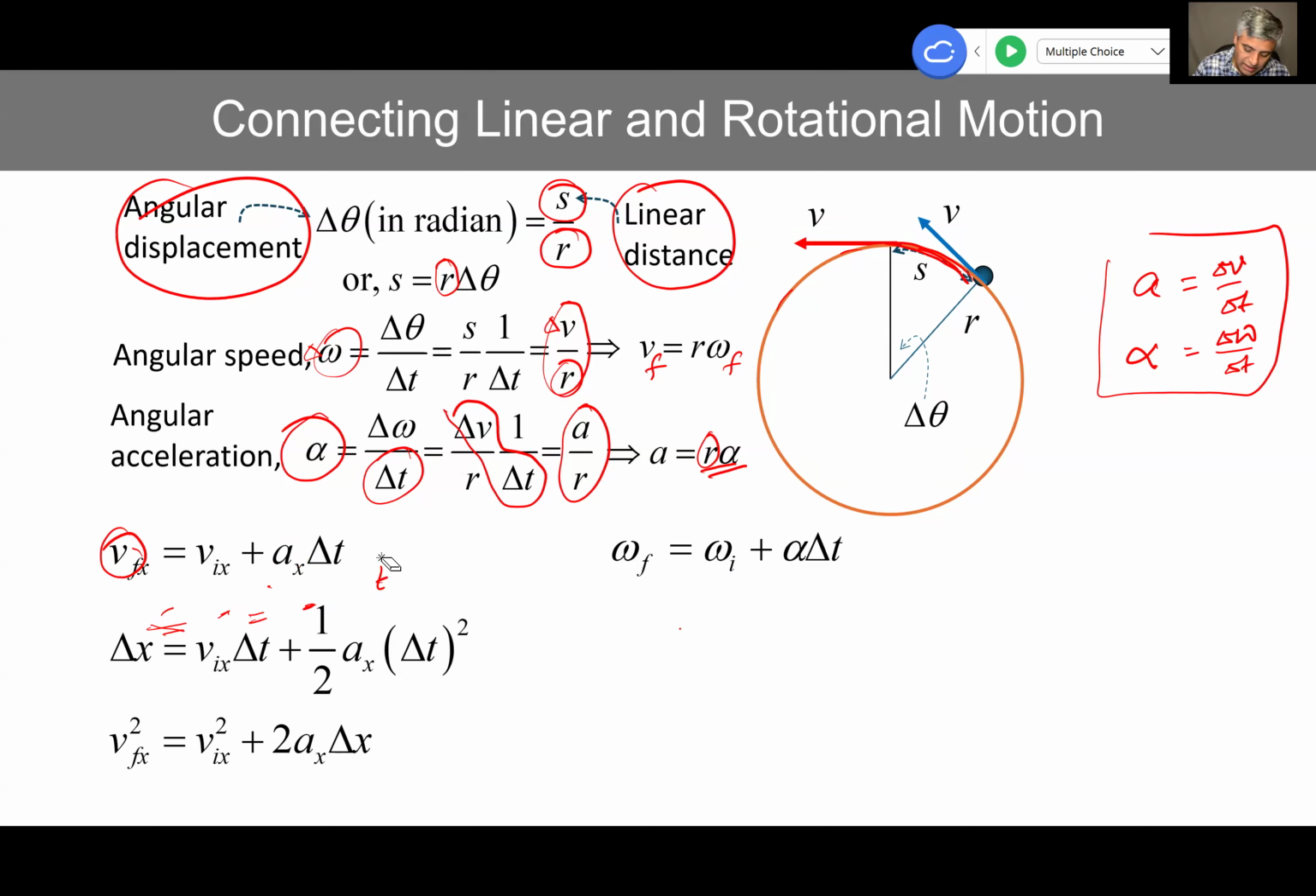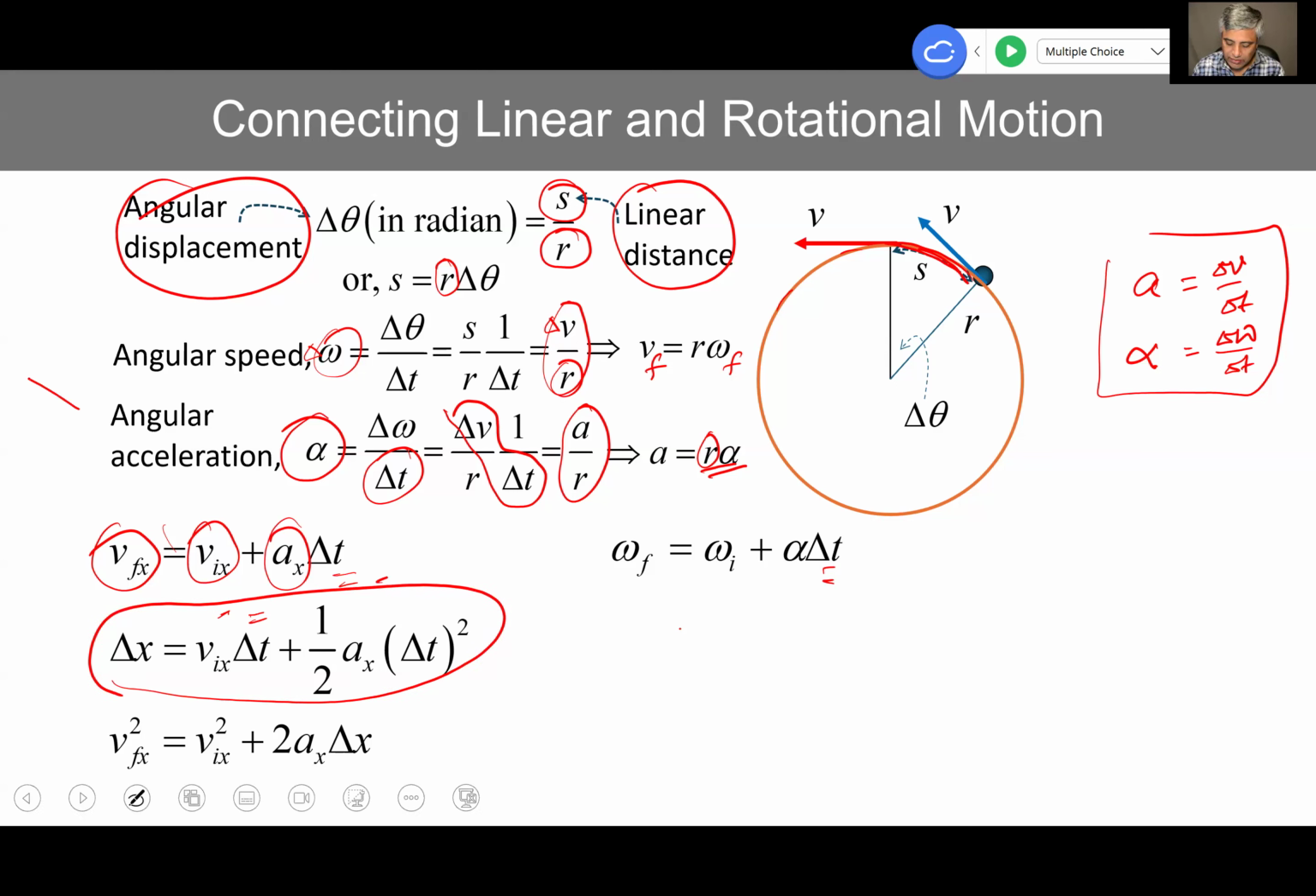See how they are very similar. This is final velocity in the linear world, and this is final velocity in the rotational or angular world. This is initial velocity, this is initial velocity. This is acceleration, this is acceleration. And the time interval is the same no matter what kind of motion we're talking about. Not exactly the same, but similar. And we can write this equation like this as well.